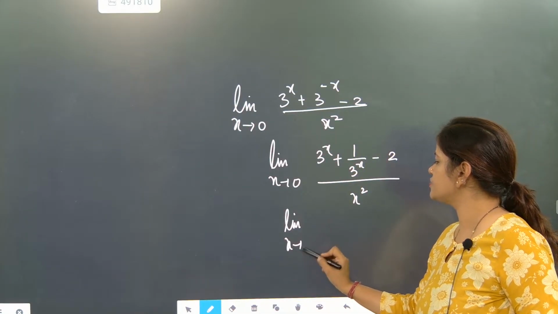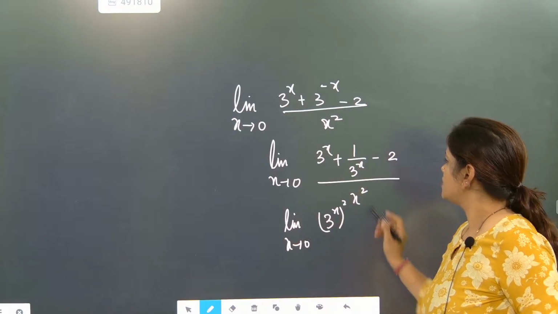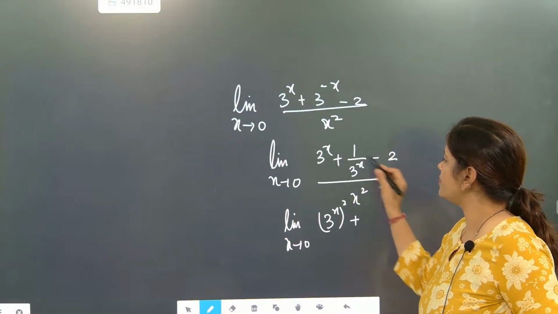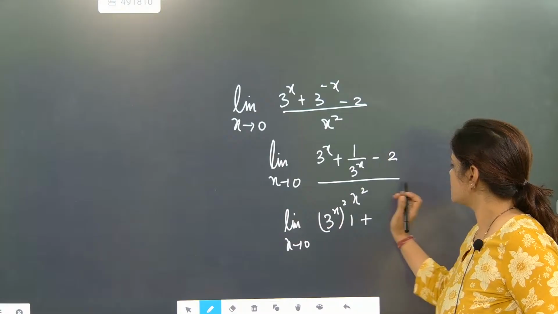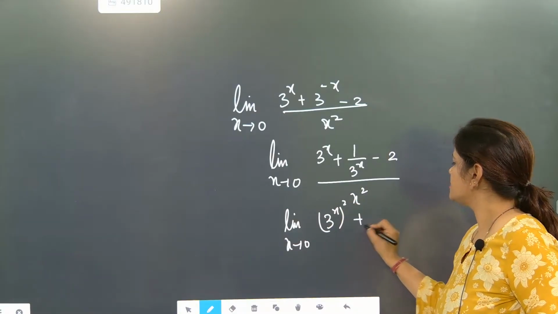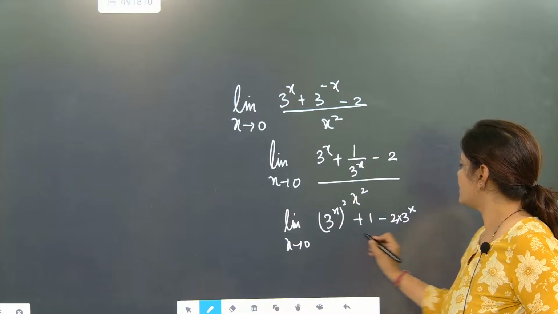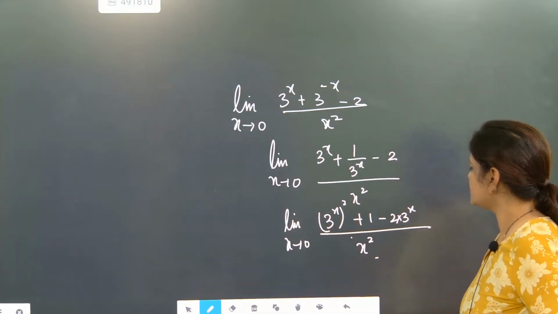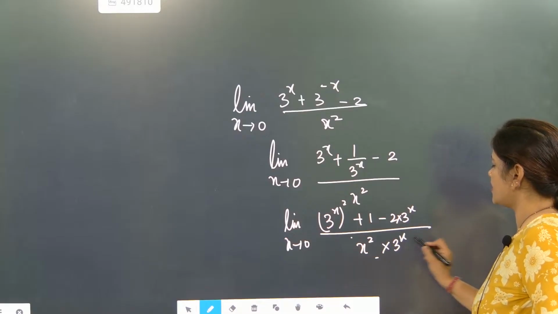Limit x tends to 0. Now here it will become 3 to the power 2x, sorry for that, plus 1. Here it will come as what? If we write it, it will become plus 1 minus 2 into 3 to the power x by x square. Okay, and down into e to the power x.